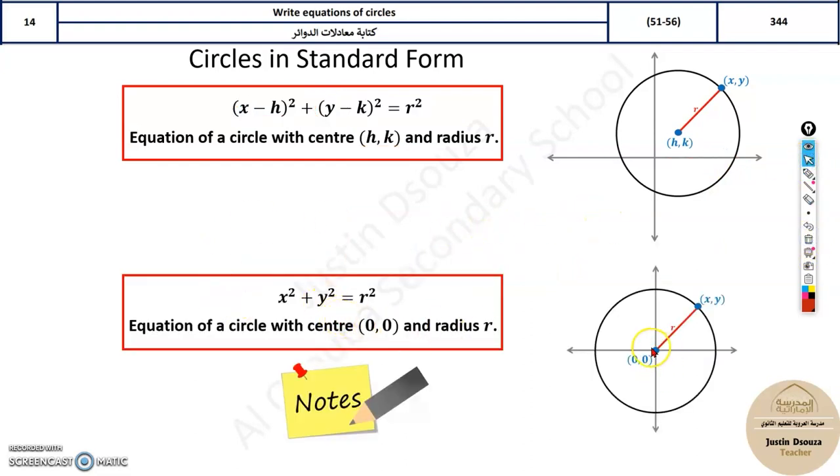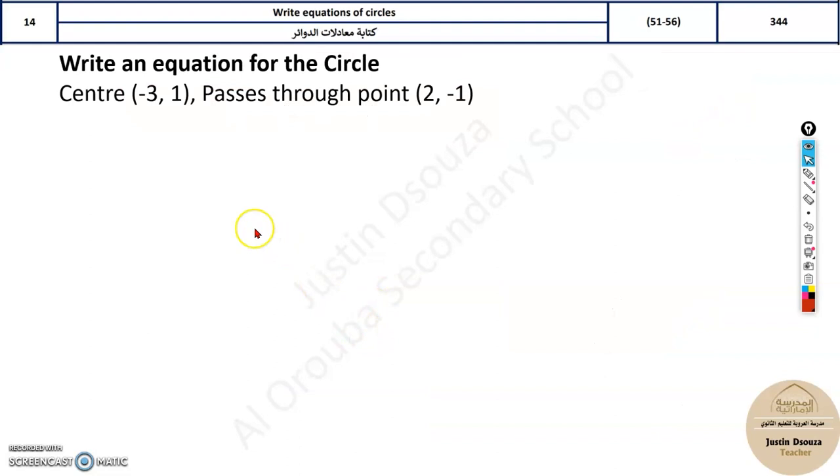If at all the center is at 0, 0, then this h and k is 0, 0, and you will get the simplified equation. That's x squared plus y squared equals r squared. So now then, we will solve few problems.